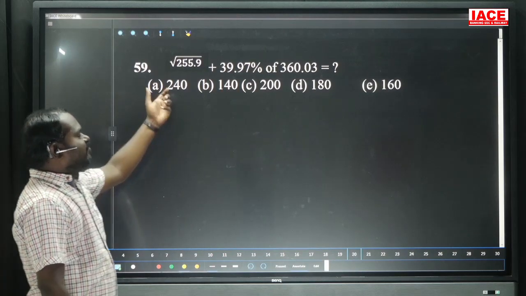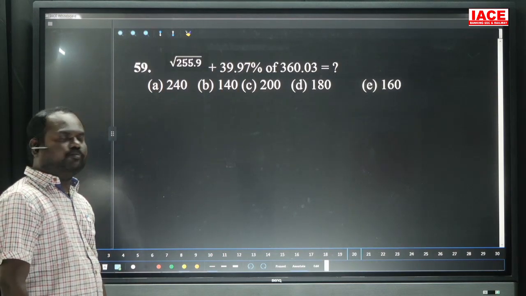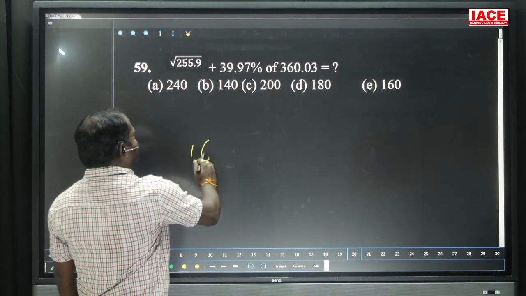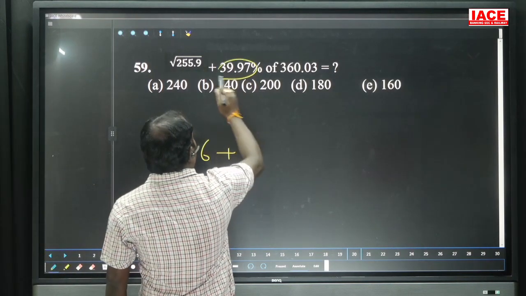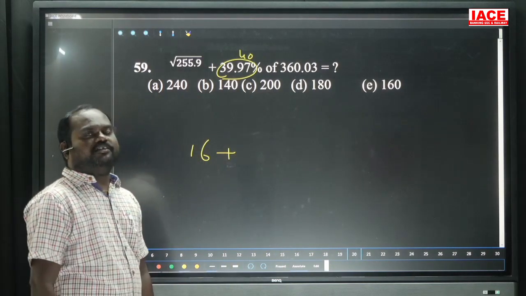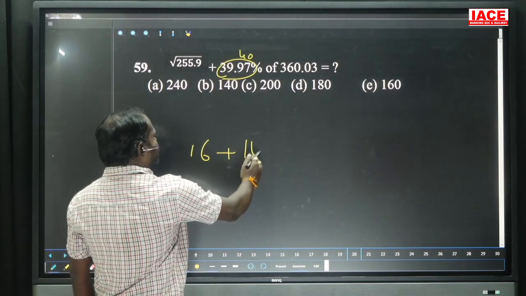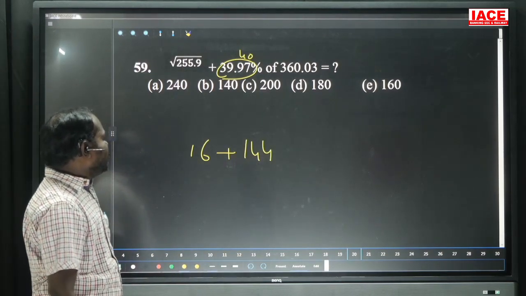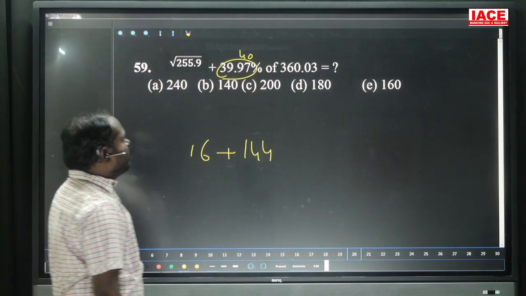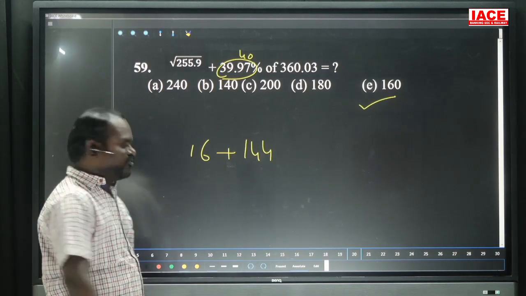Next. Root 255, roughly 256 is 16 square value, so 16. 39.9, take it as 40 percentage. 40%, that is 10% of 36 roughly, 4 times, 120 and 24, that is 144. 144 plus 16 is 160. Nothing but option E. Option E, 160.